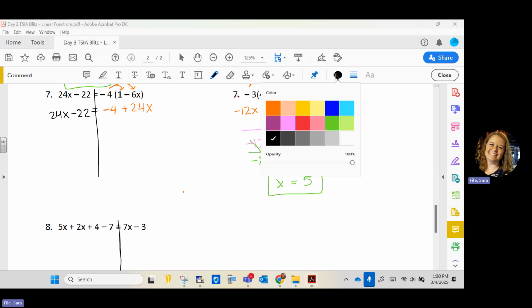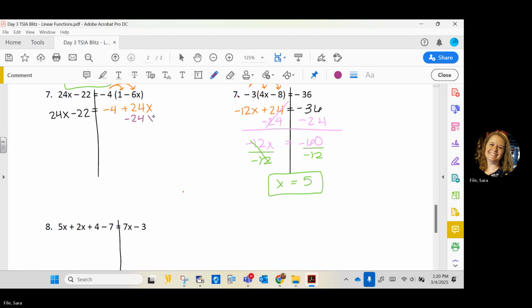What that means is when I go to try to move the x's to the same side, they reduce, they cancel out to 0 on both sides, don't they? So there's no more x's left. So all that I'm left with is negative 22 equals negative 4.